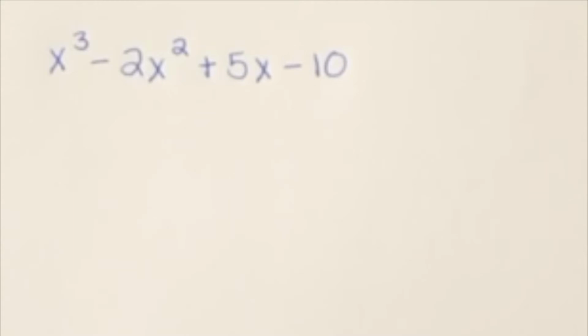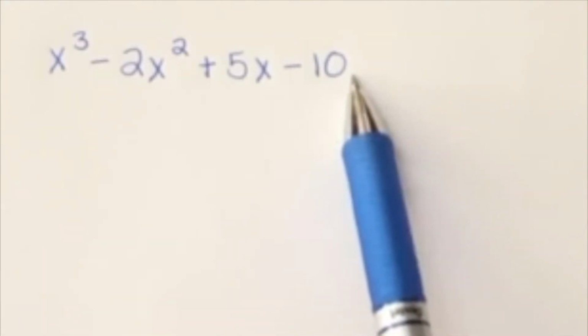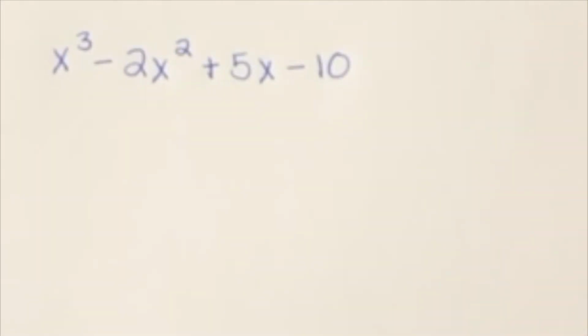There is no number or variable that goes into all 4 of these. If this 10 had an x on it, then yeah, we could pull out an x. But it doesn't, so unfortunately, there is no GCF. So that means we're going to go straight to factoring by grouping.